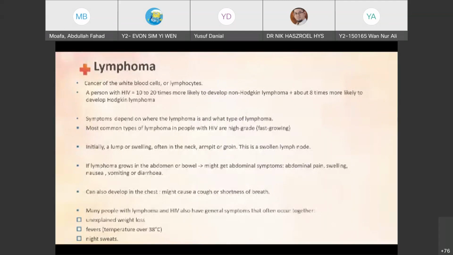So symptoms can come on quickly over a few weeks. Initially, most people will find a lump or a swelling, often in the neck, armpit, or groin. This is a swollen lymph node. If lymphoma grows in the abdomen or bowel, the patient might get abdominal symptoms like abdominal pain, swelling, nausea, vomiting, or diarrhea. Lymphoma can also develop in the chest, which might cause a cough or shortness of breath. Many people with lymphoma and HIV also have general symptoms that often occur together, like unexplained weight loss, fevers, which are temperatures over 38 degrees Celsius, and night sweats.